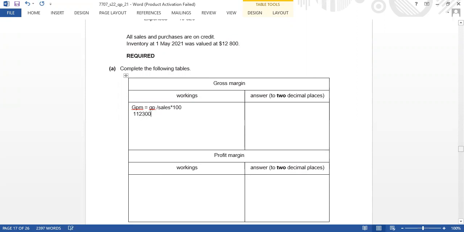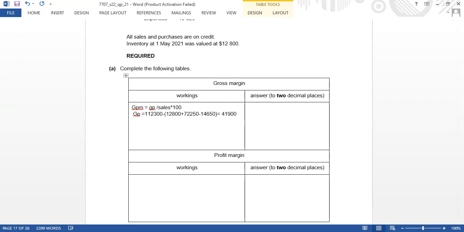Gross profit is sales minus cost of sales. 12800 is the opening inventory plus 72250, that is purchases, minus 14650. That is cost of sales. That will give us 41900, gross profit.